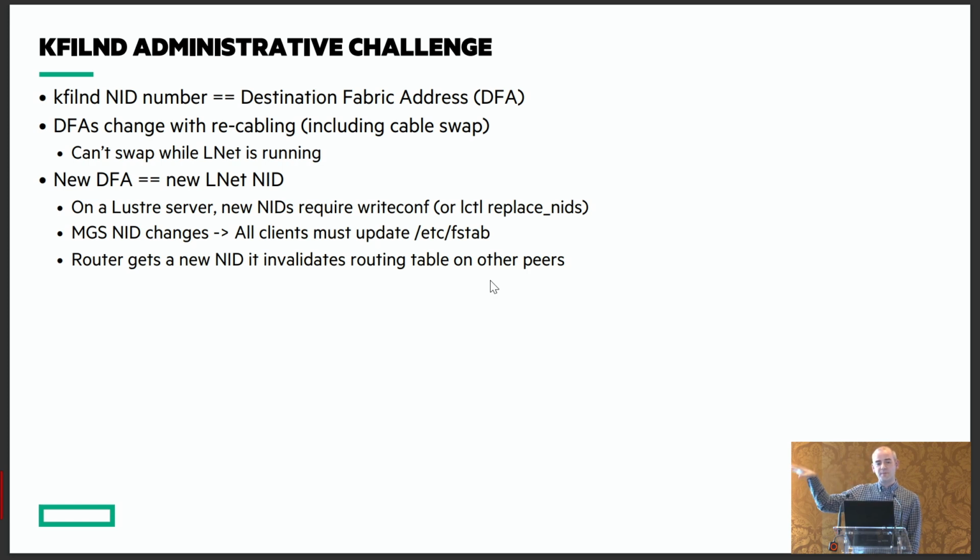Okay, so back to KFILND and this administrative challenge. As I mentioned, the NID number is this DFA thing, which reflects the group, switch and port numbers. So if you swap your cables, you've got a different DFA. And new DFA means new LNet NID, and Lustre really doesn't like when your NIDs just go changing on the fly. So on a Lustre server, if you change your NIDs, you need to do a writeconf or lctl replace_nids. If your MGS NID changes, you have to update clients' fstab, maybe.